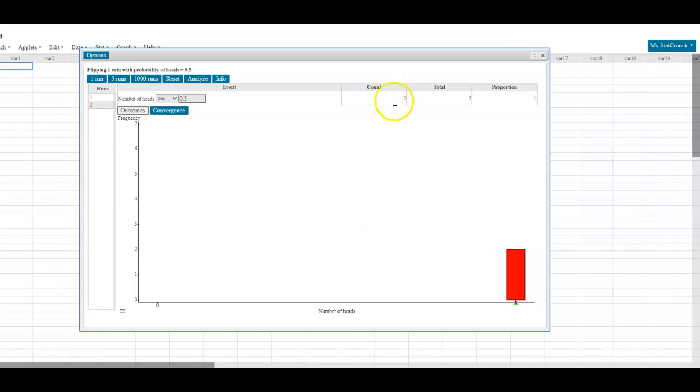So we can see here the count is 2 out of 2, which gives me 1. Okay, so what we can see here is in the Cartesian plane, we're keeping a running total of the proportion of times we observe a head. So if I click 5 runs, that's going to be 5 coin flips.